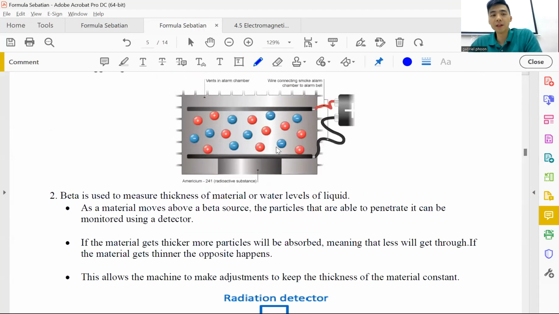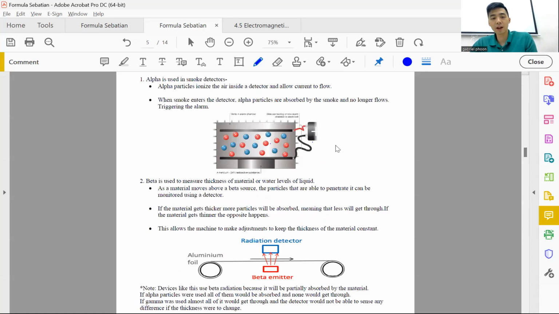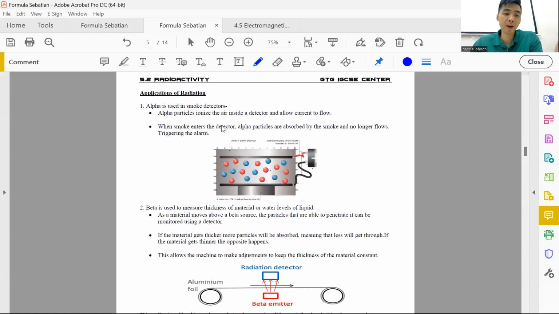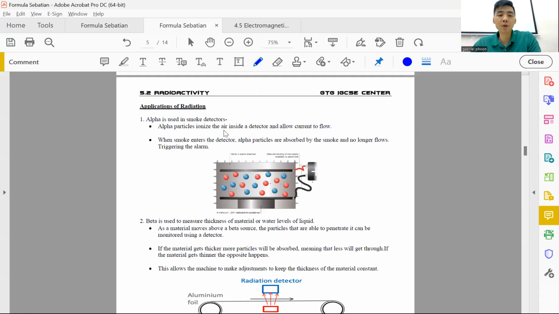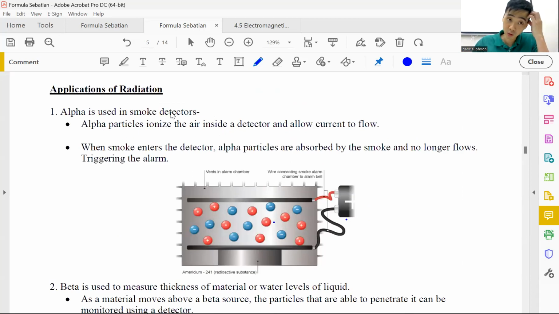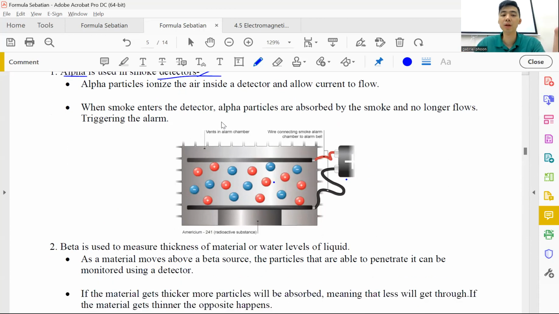Now, these here are the applications of alpha, beta, and gamma particles. In terms of alpha particles, if they ever ask, you can say it is a smoke detector. It is used inside smoke detectors. When the smoke passes by, the alpha particles cannot pass through anymore, so the alarm is going to ring. So alpha particles can be used in smoke detectors.